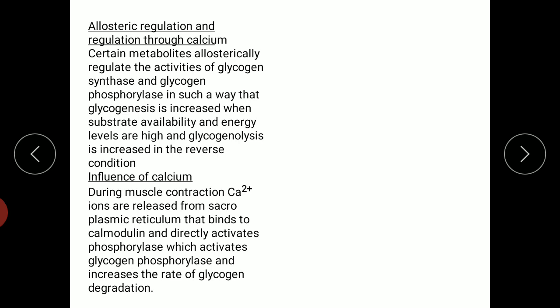What are allosteric enzymes? You know that enzymes have got an active site for binding the substrate. And allosteric enzymes have other binding sites in addition to the active site for some other molecules.